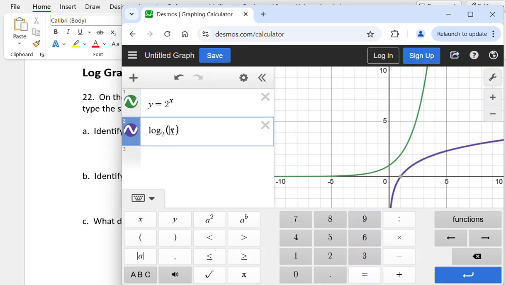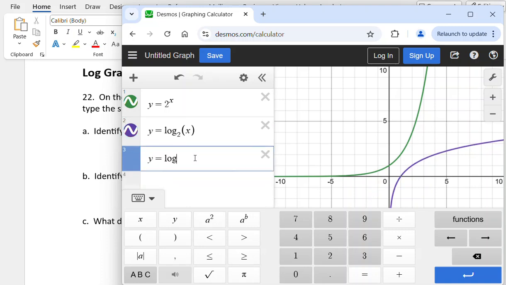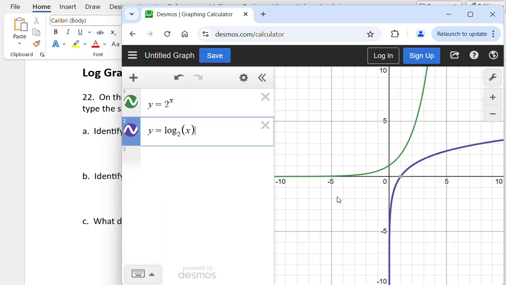x, and then I want my y equals. Y equals log base 2 of x. Again, I could do the same thing with the underscore on my keyboard, whichever you think is easier. So here are my graphs.